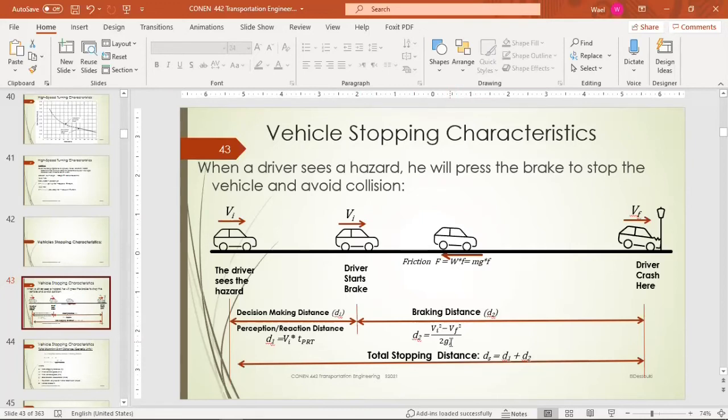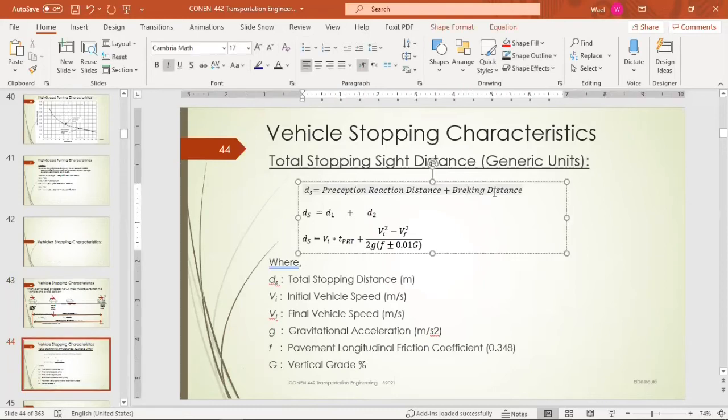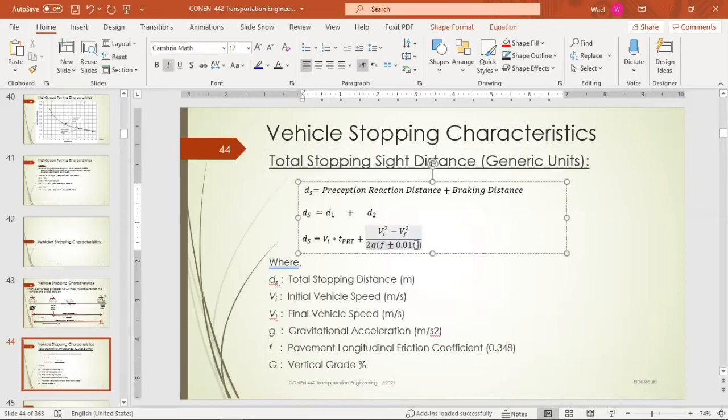F here is different from the side friction. F here, it's the longitudinal friction, okay? Then the total stopping distance, DS, will be the summation of the two distances, D1 plus D2, which can be seen here, that the stopping distance equals the perception reaction distance plus the braking distance, which is this equation. So here we have VI, that's the initial vehicle speed in meter per second, VF, final vehicle speed, G, that's the gravitational acceleration in meter per second squared, F, pavement longitudinal friction coefficient, it's 0.348, this is fixed. G, that's the vertical grade, which means if the highway is going up or down, so that's the slope of the road.